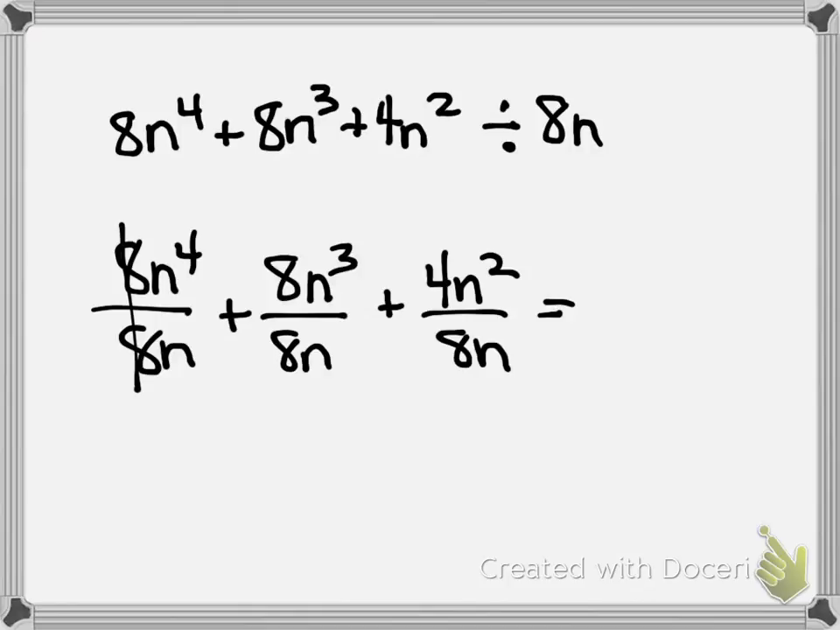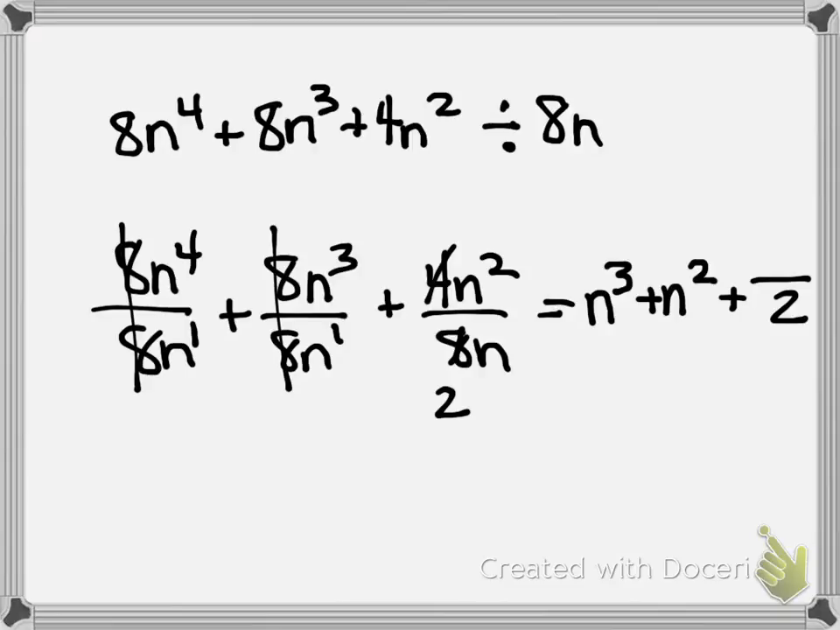8's cancel. N over 4 with the n to the first on the bottom leaves you with an n cubed on top. In the second term, your 8's cancel. 3 minus 1 is 2, so you have n squared. Over here, the 4 cancels, leaving you a 2 on the bottom, so it's something over 2. And 2 minus 1 is 1, so the n stays on the top because the 2 was the largest exponent. So you end up with n cubed plus n squared plus n over 2.